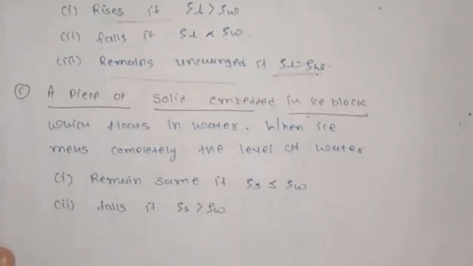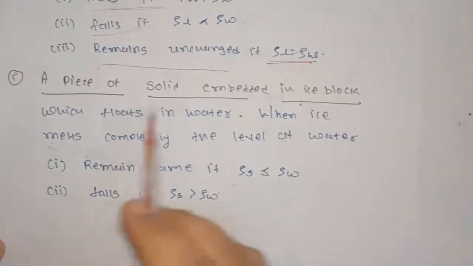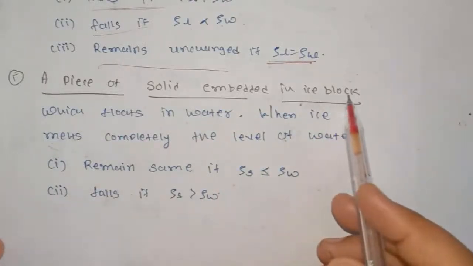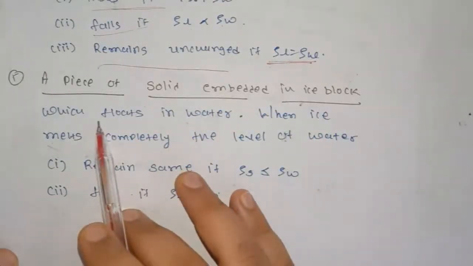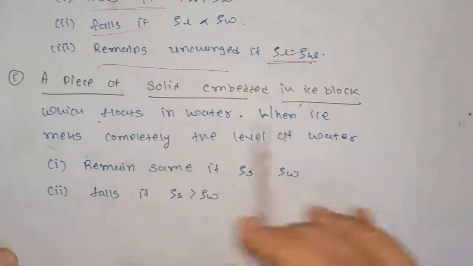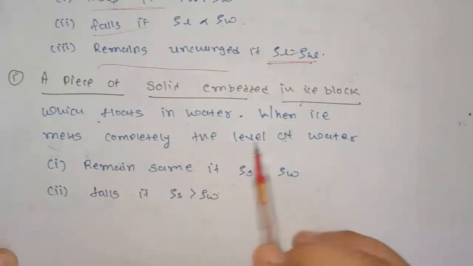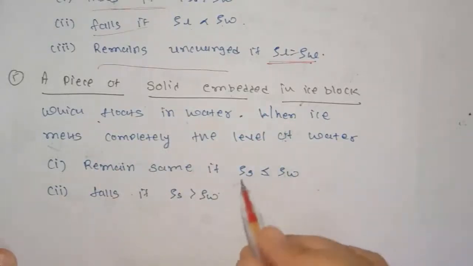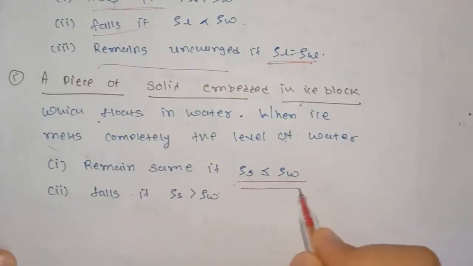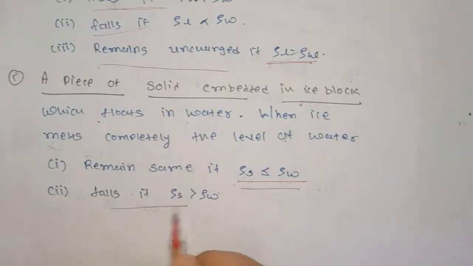The next case is when a piece of solid is embedded in an ice block which floats in water. When ice melts completely, the level of water will remain same if density of solid is less than density of water, and it will fall if density of solid is greater than density of water.